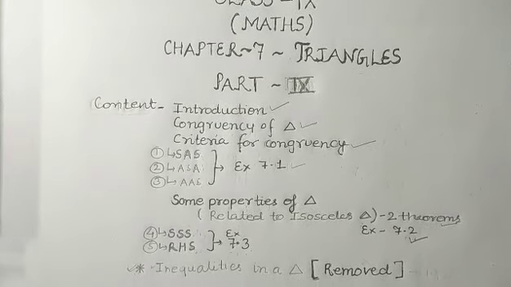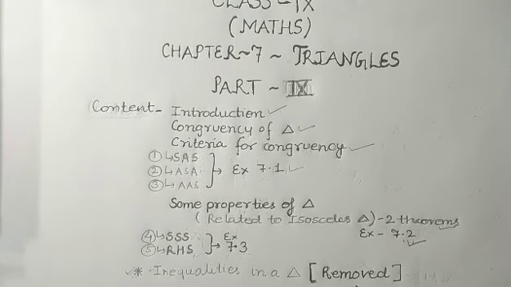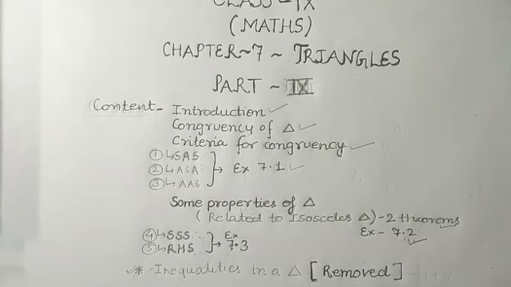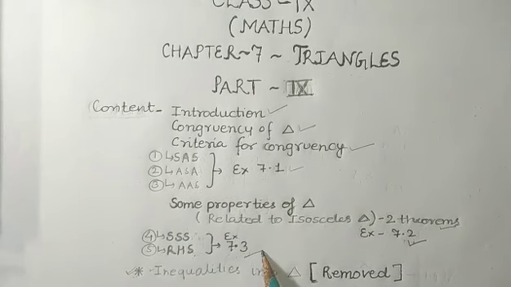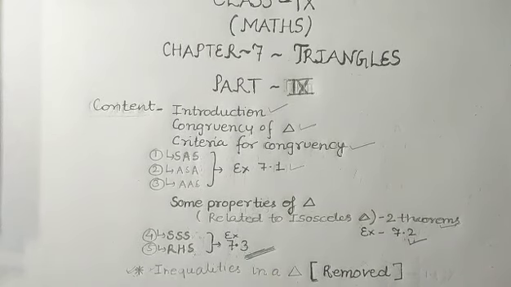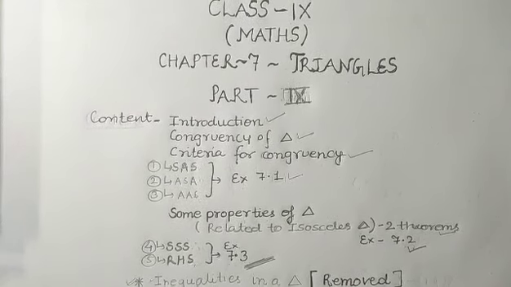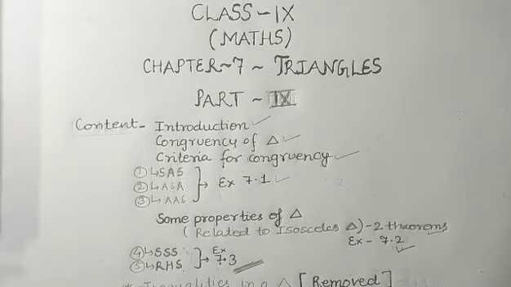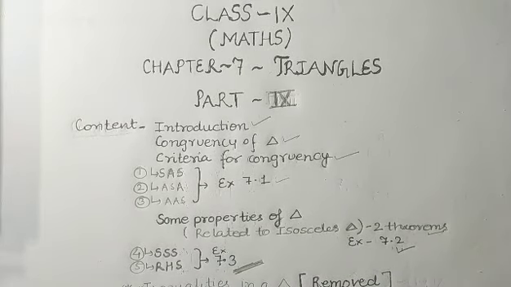The last topic, inequalities in a triangle, is now removed. So we'll study till exercise 7.3 only. According to the new syllabus of CBSE, till 7.3 is there, and we'll solve till exercise 7.3 only.